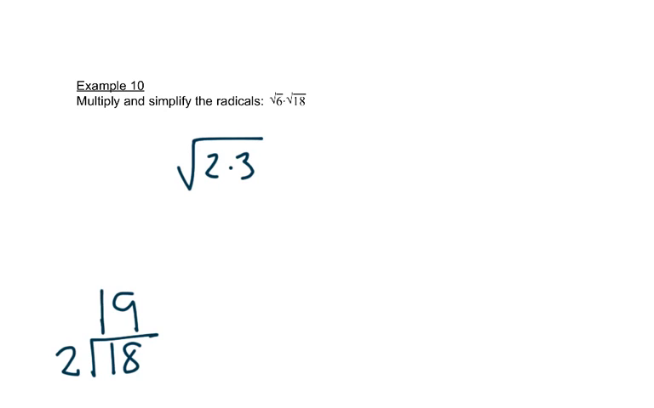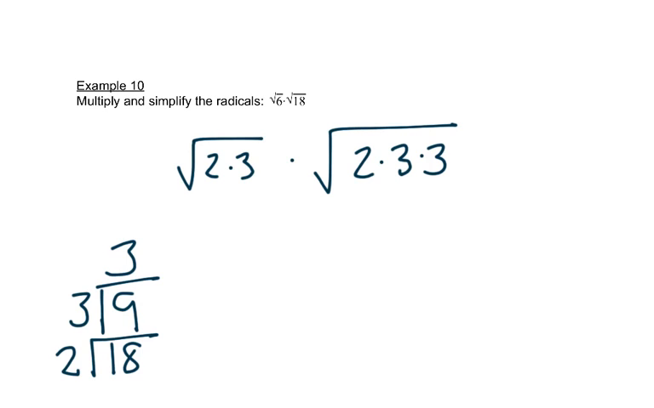We'll do a few more examples here. So here we have a square root of 6 and a square root of 18, but let's break those down first. Square root of 6 is 2 times 3. If you look at 18, we can divide that by 2, which gives us 9, and we can divide 9 by 3, which gives us 3. So this is times 2 times 3 times 3.